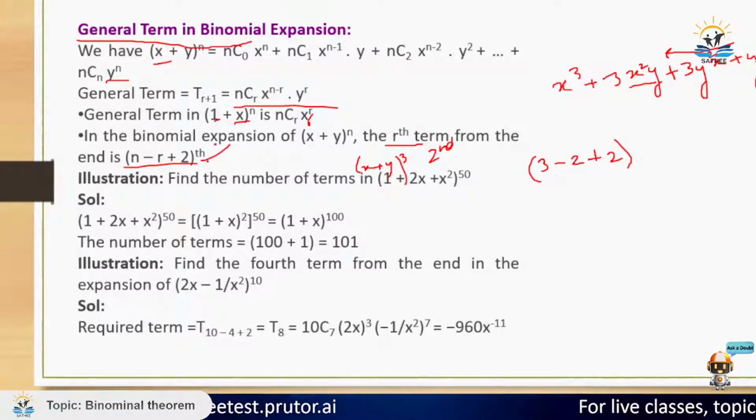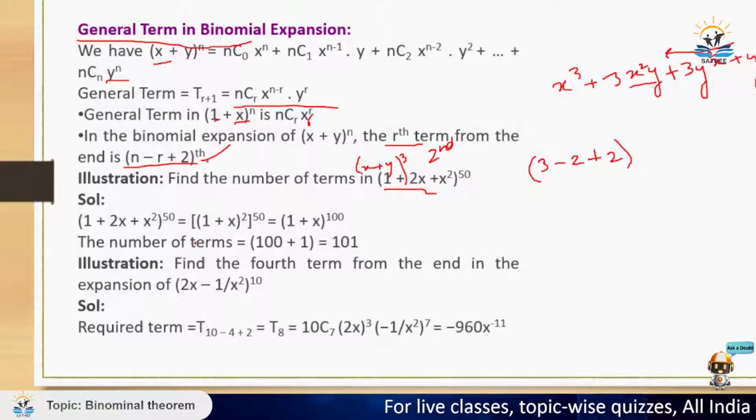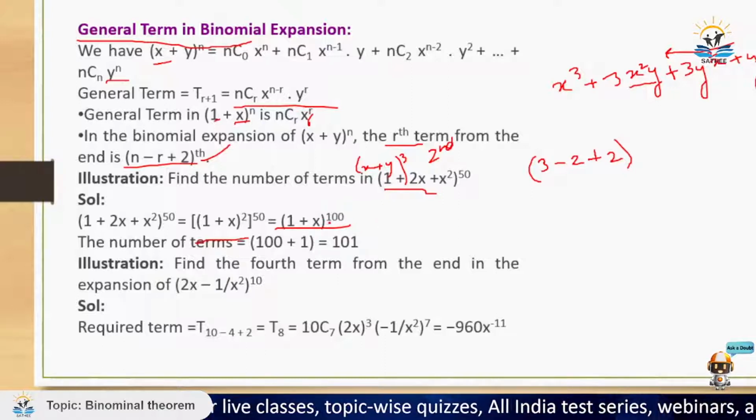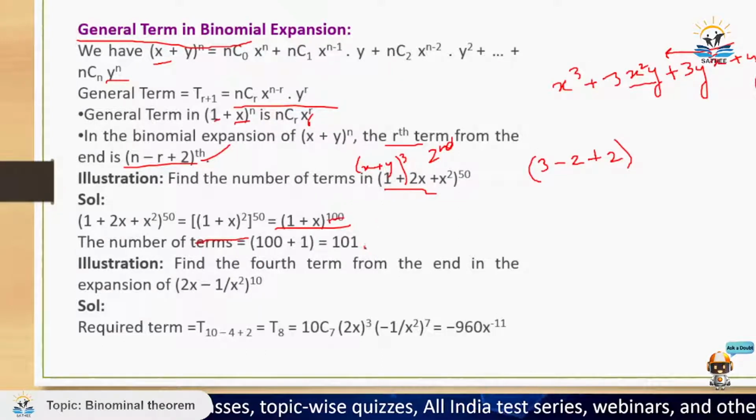Okay. So now let's do one illustration. Find the number of terms in this equation. So इसको मैं लिख सकता हूँ कि लिखा हुआ है (1 plus x square) power 50, so it is (1 plus x square) power 50, which is 1 plus x power 100. और मैंने आपको बताया था फर्स्ट स्लाइड में कि number of terms is equal to n plus 1. यहाँ पे n is equal to 100, so number of terms is 100.